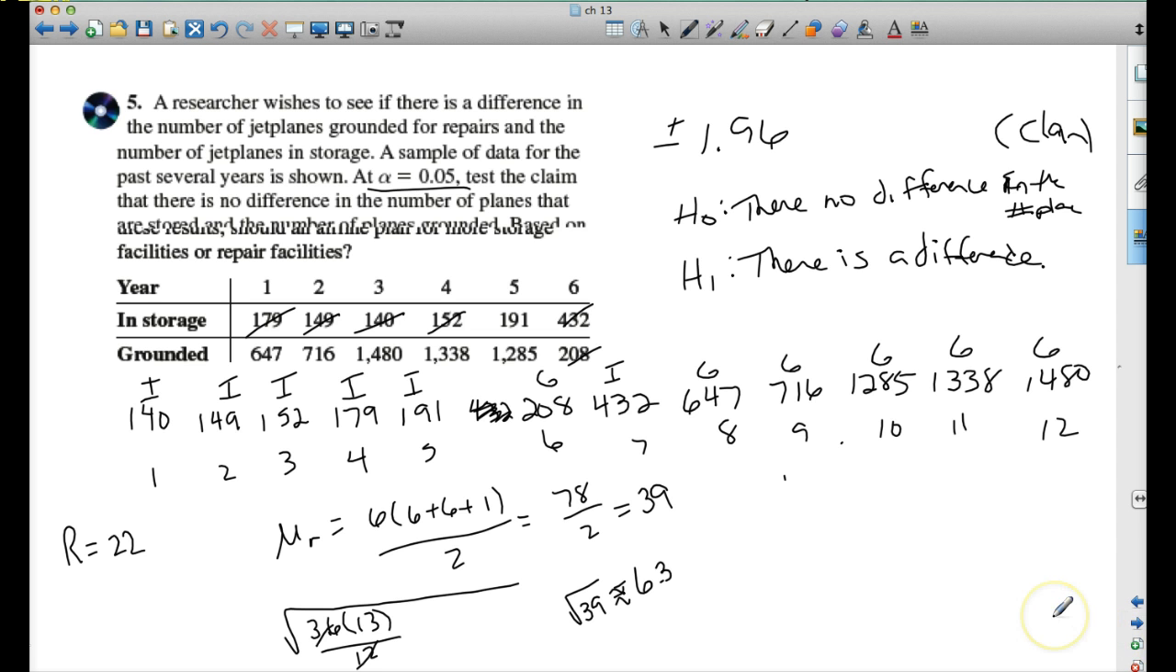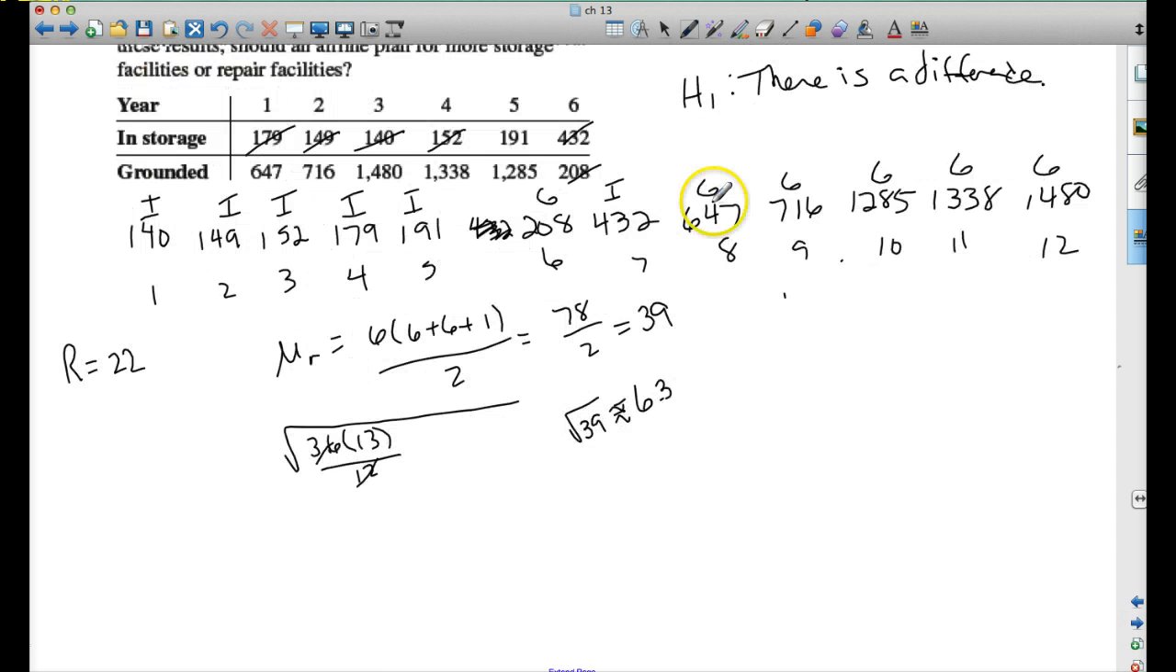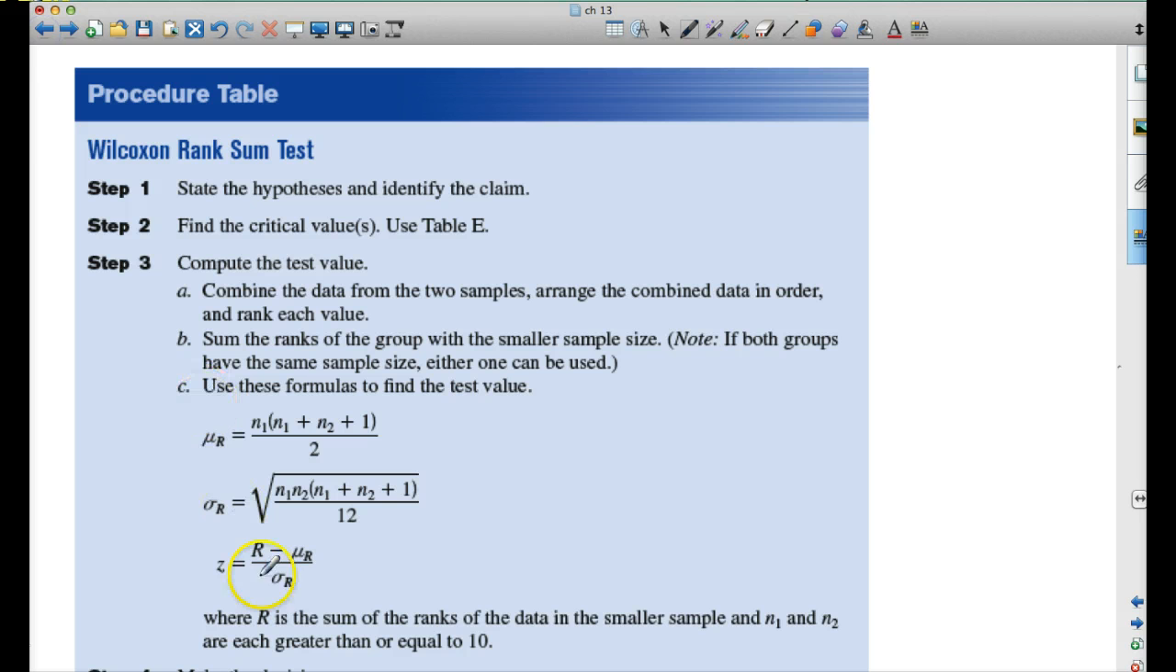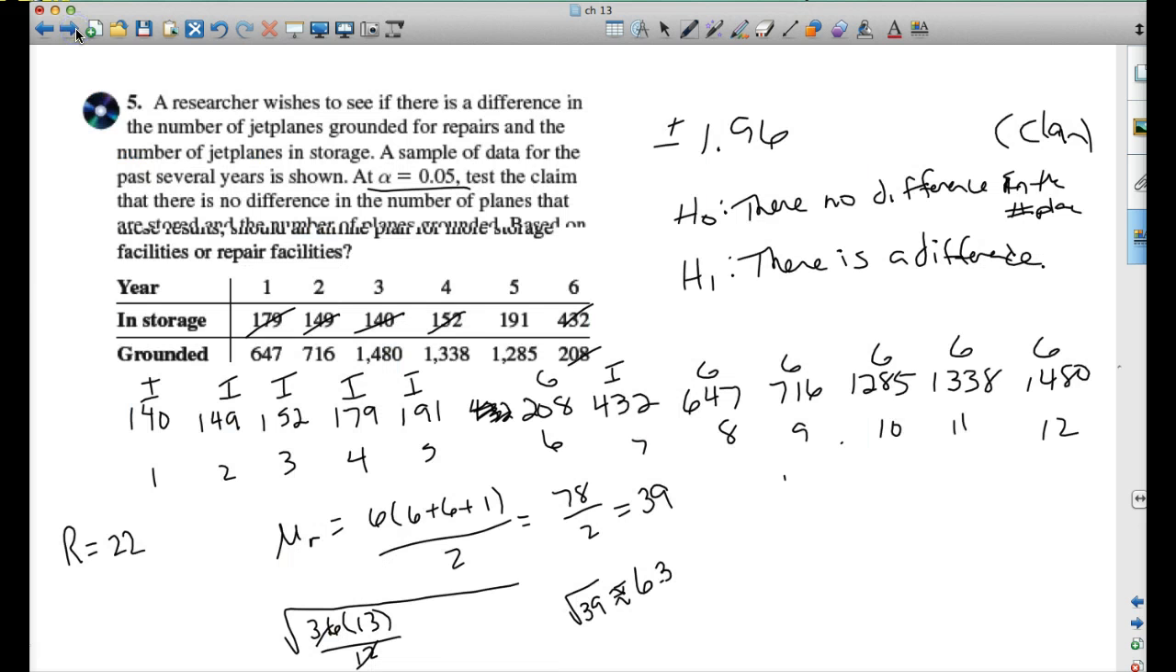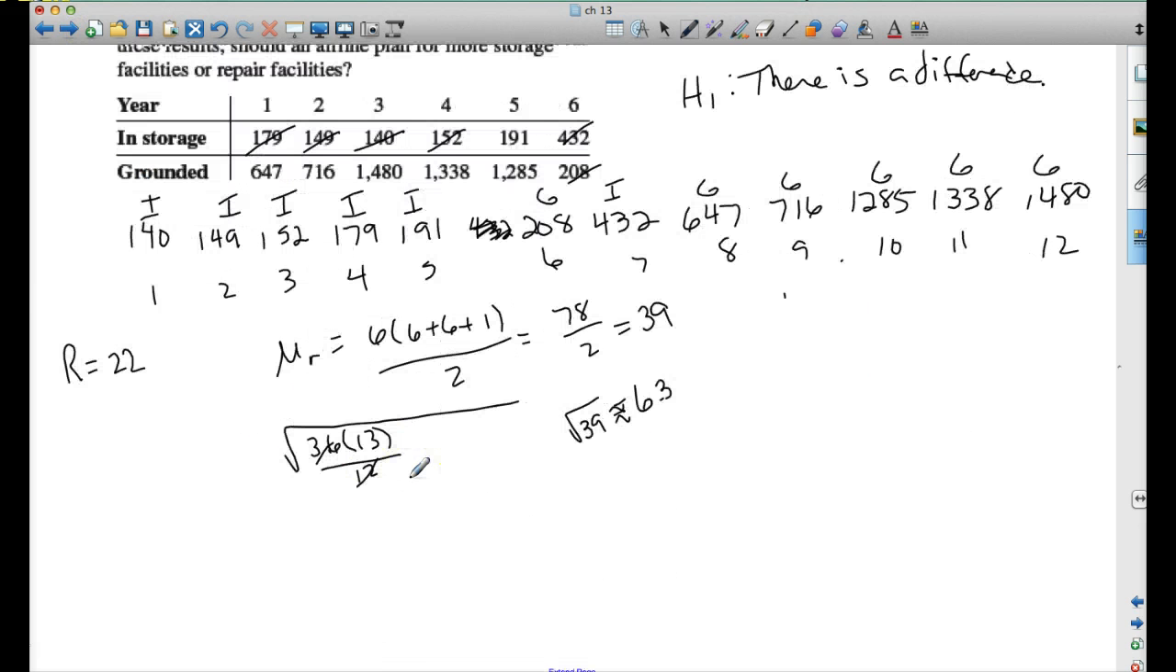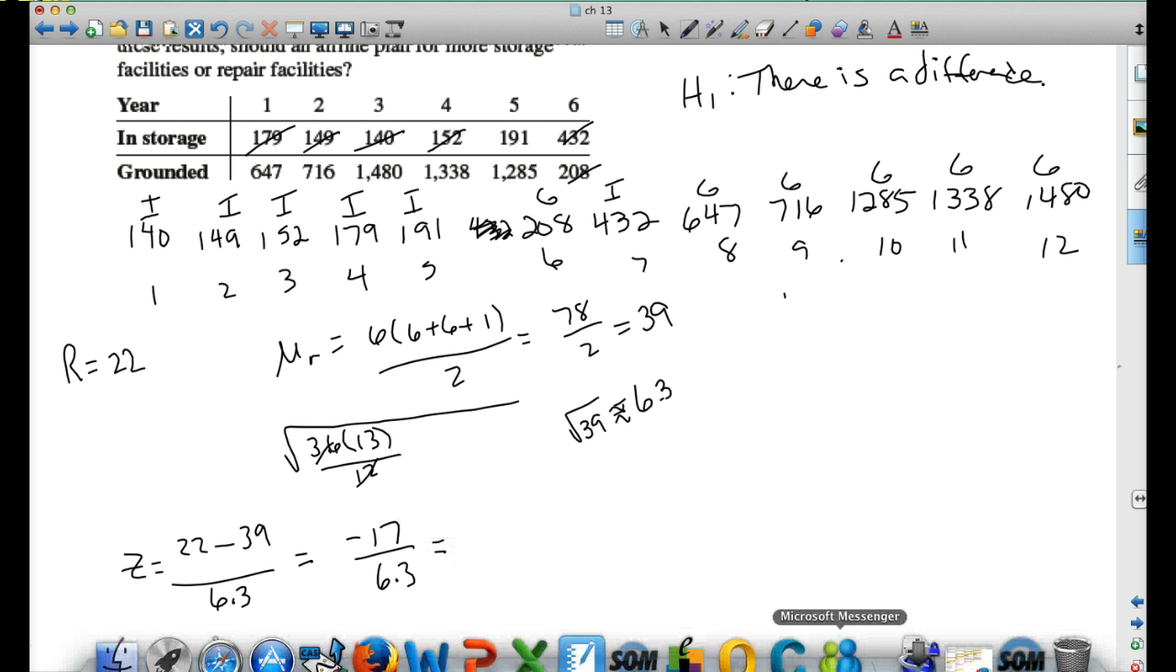So now we would have the rest as we go through and find our values. Go back to our formula. We found that our z is R minus mu of R, divided by sigma R. So z is equal to 22 minus 39 divided by approximately 6.3. Negative 17 divided by 6.3. So I might have to pull my calculator out here to get our answer.